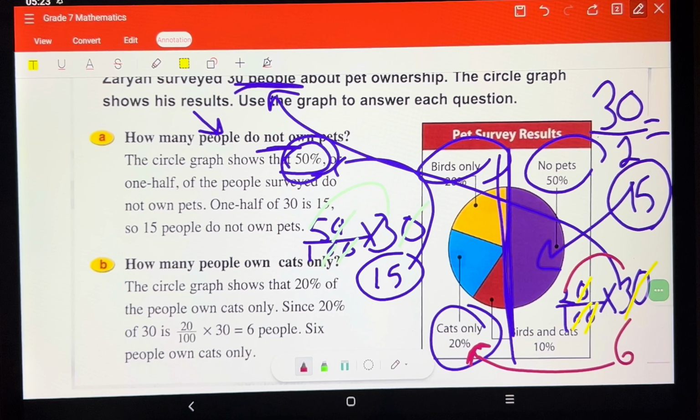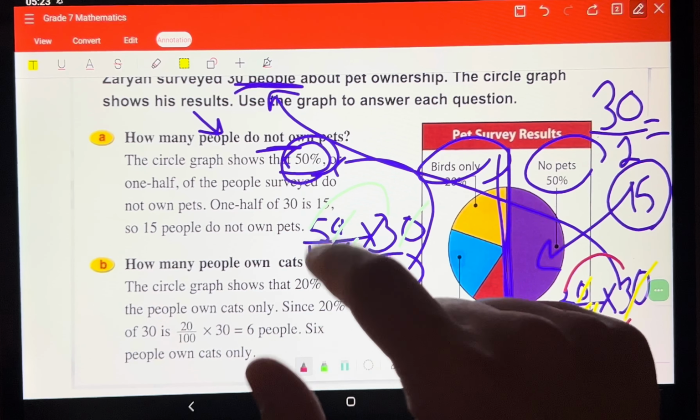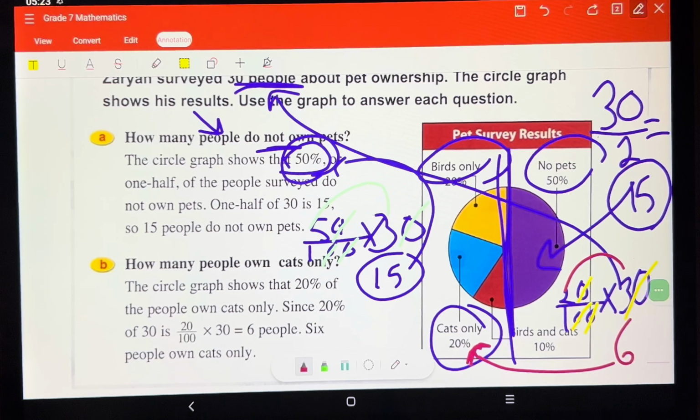Okay, dear students, this is how we answer these questions. Again, I'll repeat: the percentage that we have multiplied by the total number that they give to me.